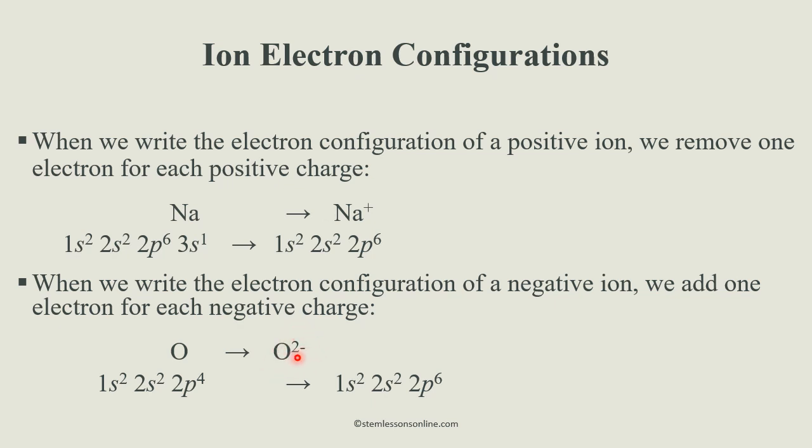So we are taking 2 electrons, so 8 plus 2, 10 electrons. So 1s2, 2s2, 2p6. We are adding those 2 electrons to the p orbital. And in the sodium case, we took off 1 electron from the 3s orbital, which is the highest energy. So we have to take off the electron from the highest energy level.